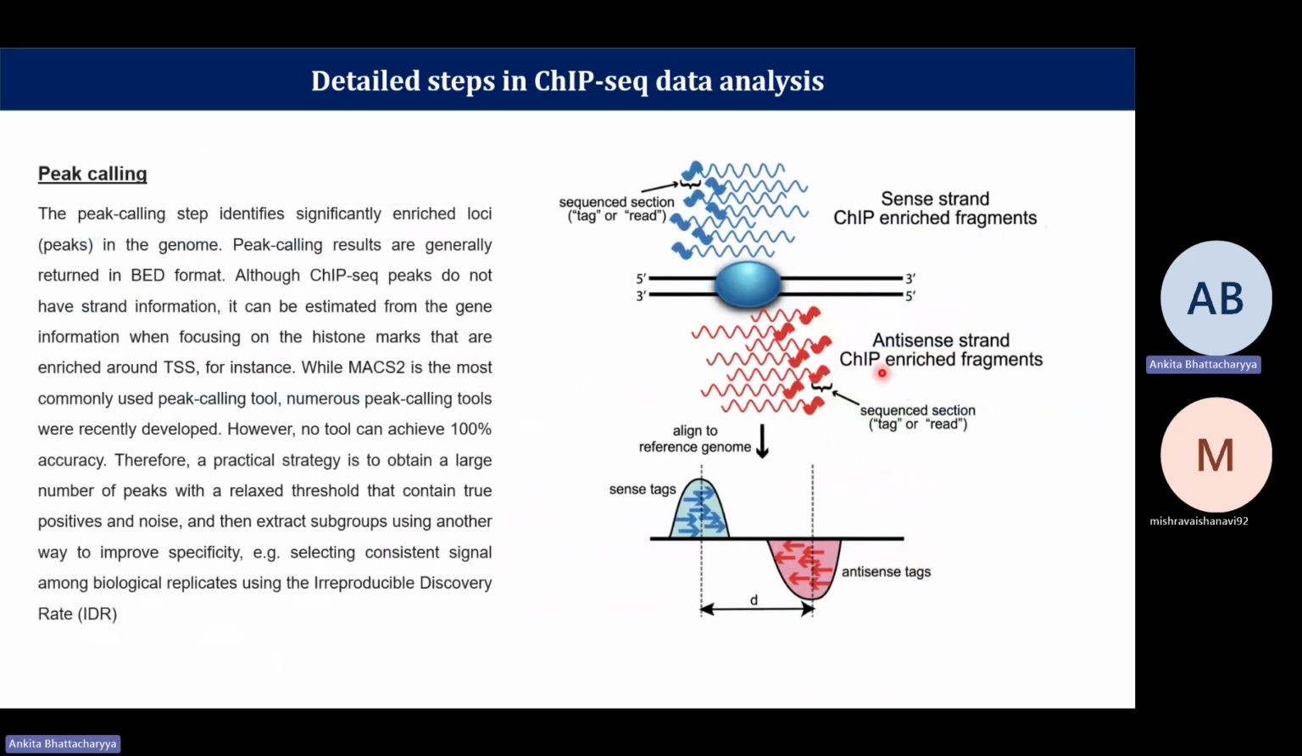So next, what happens? Till now, what did we do? We just aligned our fragments that we have eluted post immunoprecipitation with the genome. The next step is peak calling. So what do we mean by that? The peak calling step.